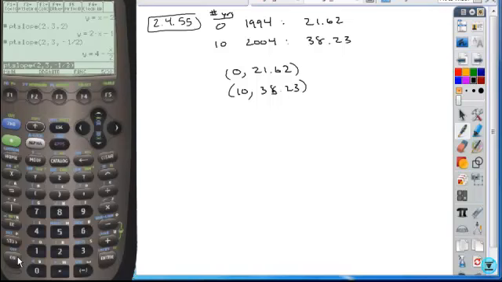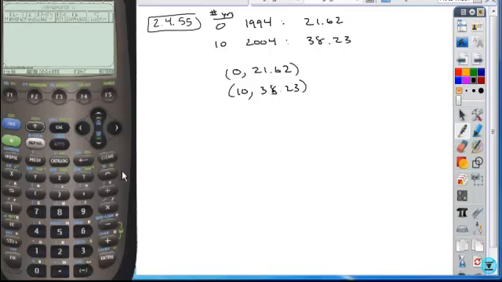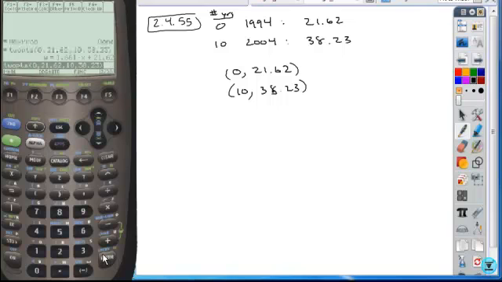Okay, so as far as using your calculator for this, if you've programmed 2 points into your calculator, it's as simple as accessing your function, 2 points, entering the coordinates just as they appear. Remember your coordinates are entered as a list. So 0 and then 21.62 followed by 10 and 38.23. Again, separate by commas, no spaces, and enclose all the inputs of the function in parentheses. And when you hit enter, you get your equation.